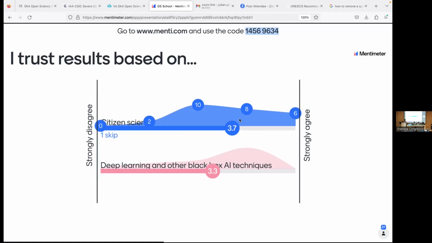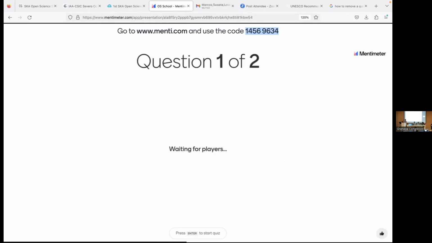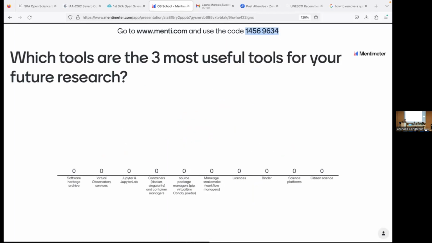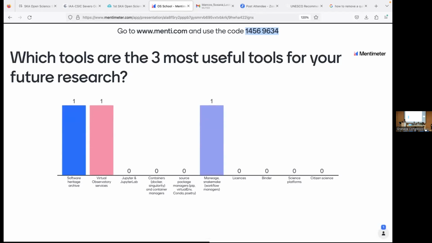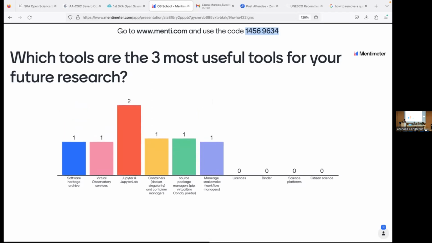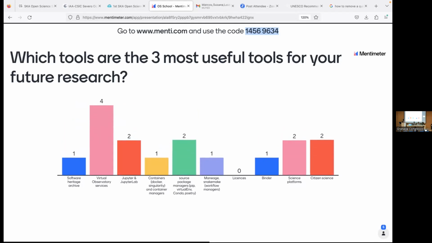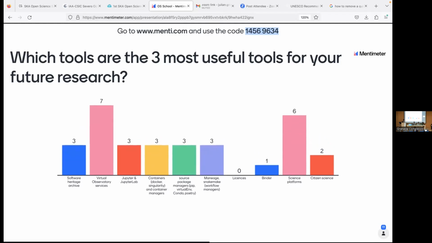Yeah, very good point. We could spend the whole day talking about artificial intelligence and the risk, but maybe not for today. So let's move on. Which tools do you think are the most useful from those that we have been discussing these three days? Let me read it: Software Heritage, the archive, the virtual observatory services, JupyterLab, containers, source packages, managers like Conda, Mamba and Snakemake, other workflow managers, licenses, Binder, and platforms like ESCAPE or Citizen Science. Again, there is no correct answer here.